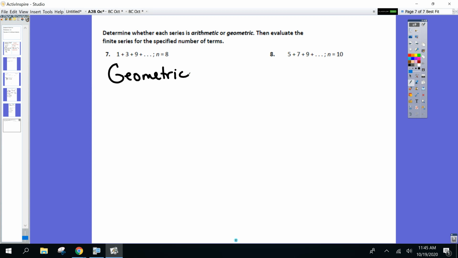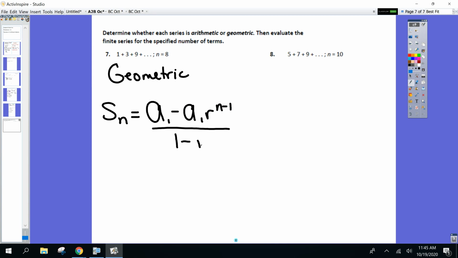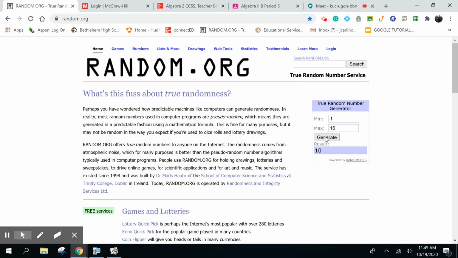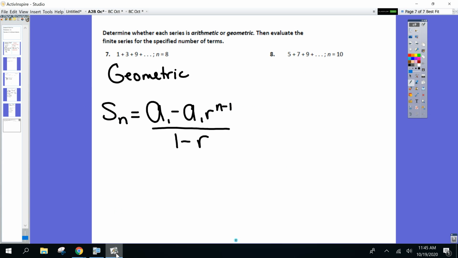And then after that, what's it want us to do? Find the sum of the first 8 terms. Yep, find the sum of the first 8 terms. So we know where to go for this formula on the formula sheet. All right, help me plug it in. N value. 8. Find the sum of the first 8 terms.